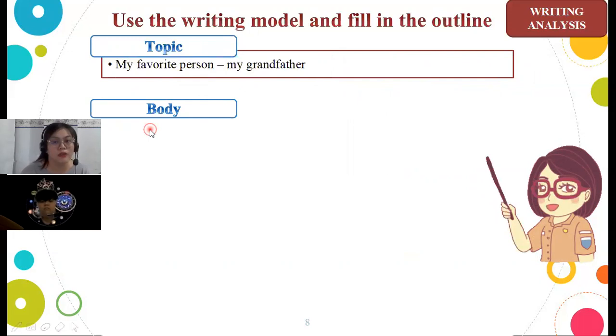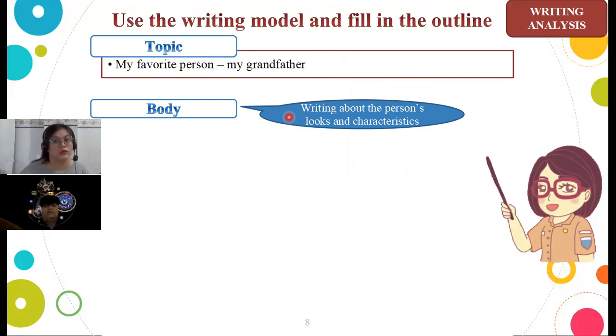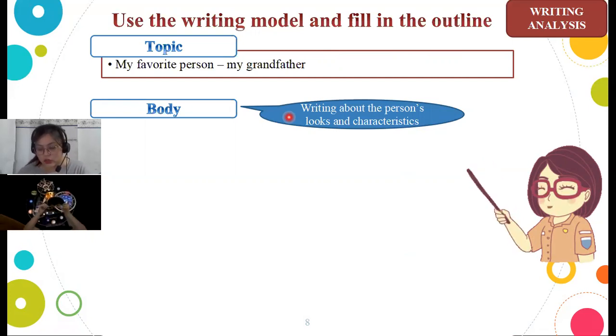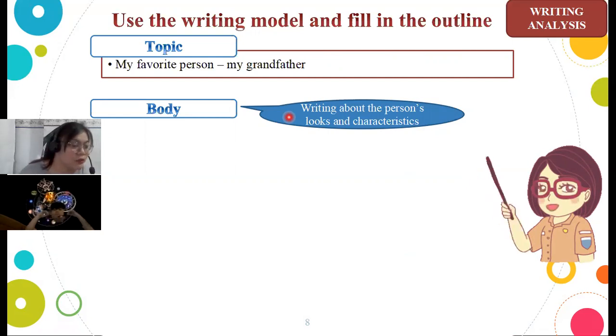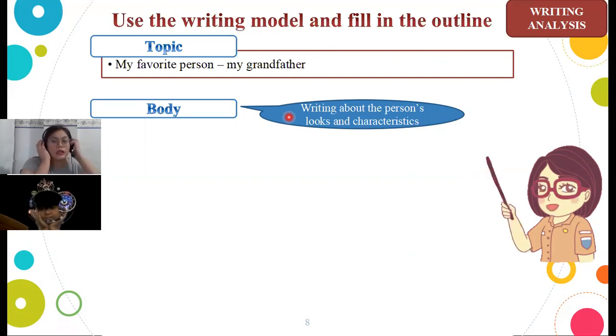Next is the body. What can we find in the body? Please read. Write about the person's look and characteristics. Just like what I said earlier, a person's physical appearance will be discussed first before his characteristic. So how does this person look like? Does she have long hair, curly hair? What about his skin color, the complexion? Is it white? Is it dark? Is this person tall? The color of his or her eyes, and so on.